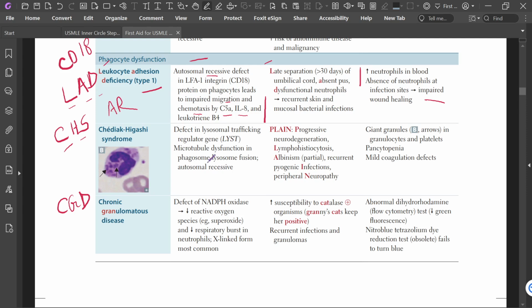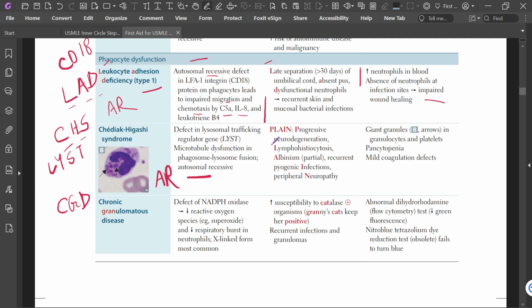Okay, now the next, Chediak-Higashi syndrome. It is a rare autosomal recessive disorder, AR. Here there is impaired lysosomal trafficking, a defect in the lysosomal trafficking regulator gene, LYST, with microtubule dysfunction in phagosome-lysosome fusion.